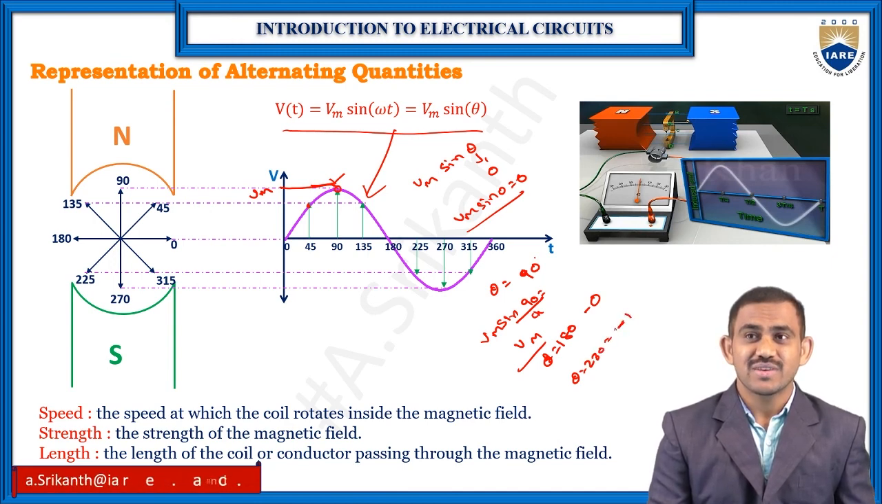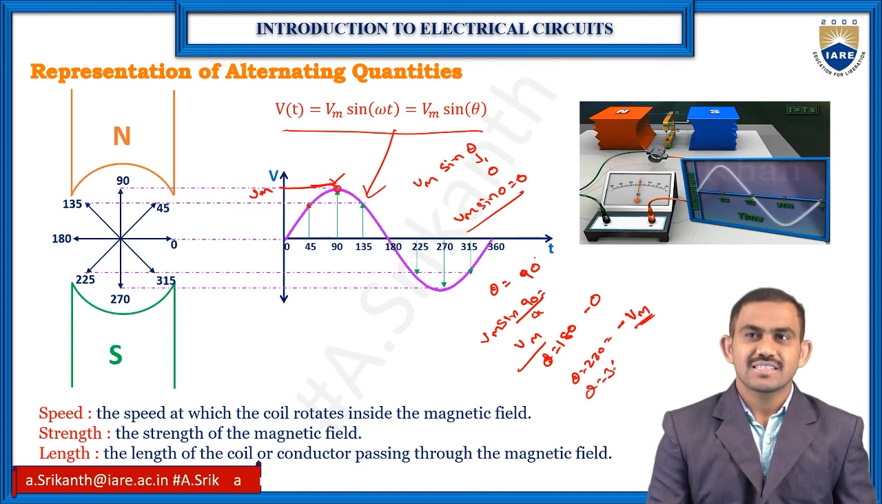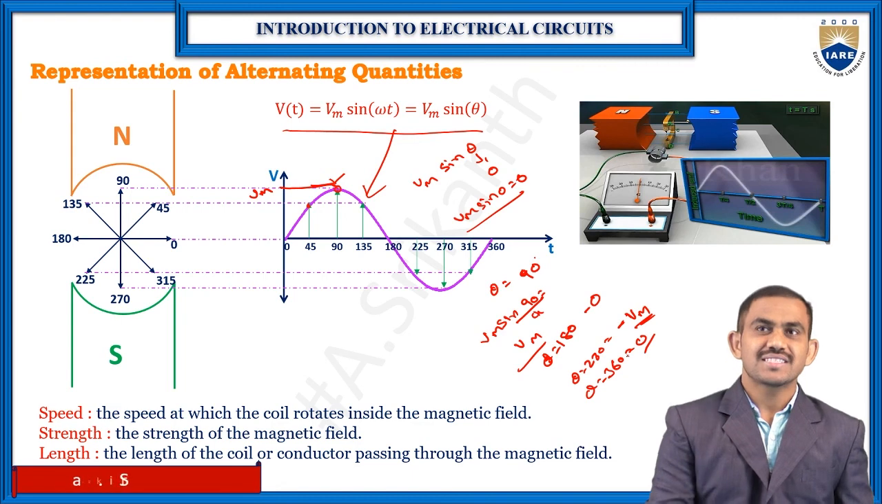Again minus 1. That means Vm sin 270 is minus Vm, so we will get the negative peak. Then theta equal to 360, how much will you get? 0. So that is your sine wave.